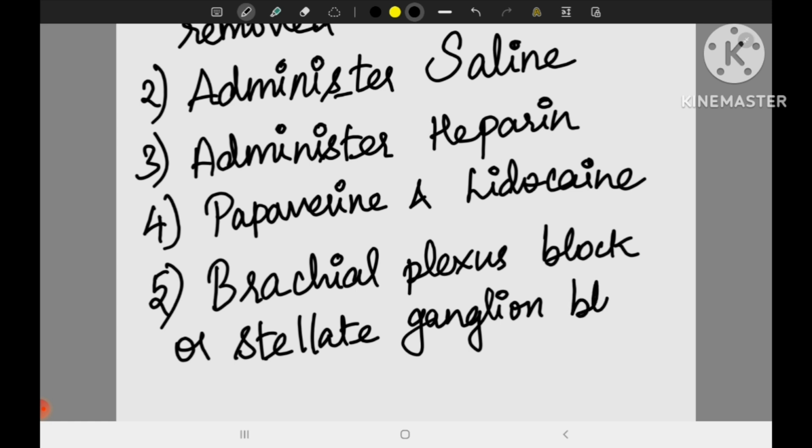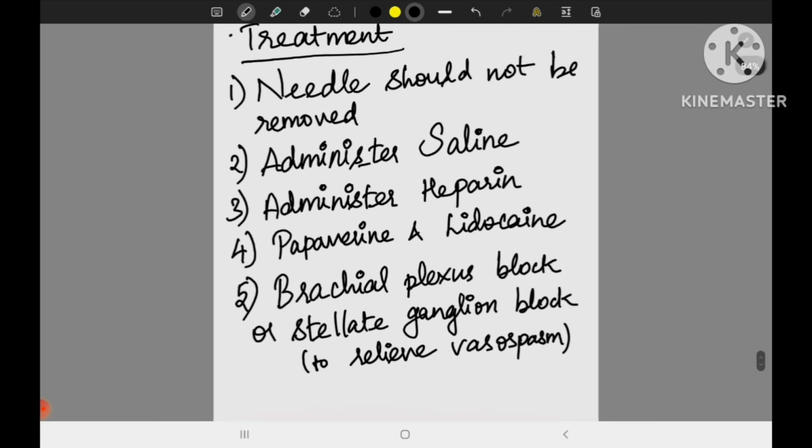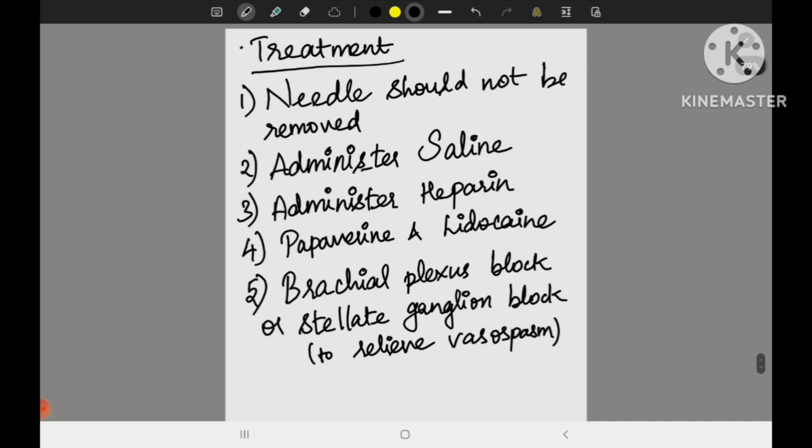Why is this block given? To relieve vasospasm. The crystals have caused immense vasospasm, so to relieve it, this brachial plexus block is given. So these are the steps. Just learn it by heart. Just understand it and learn it by heart. Just put yourself in that situation.